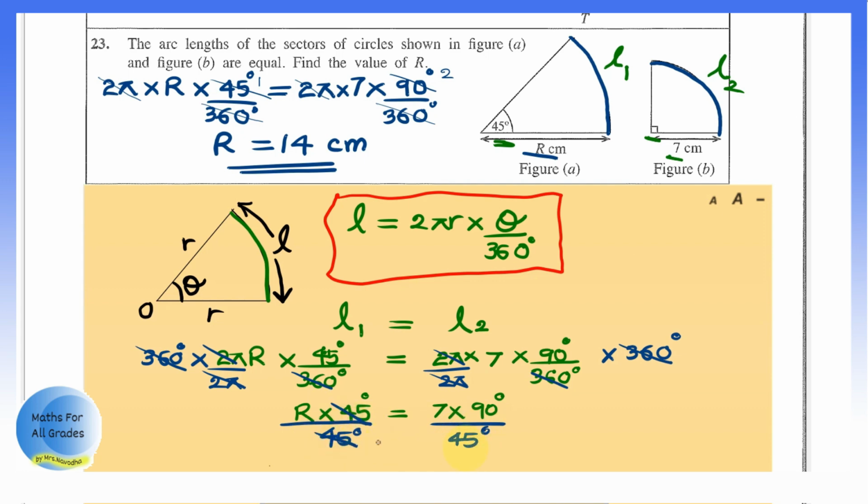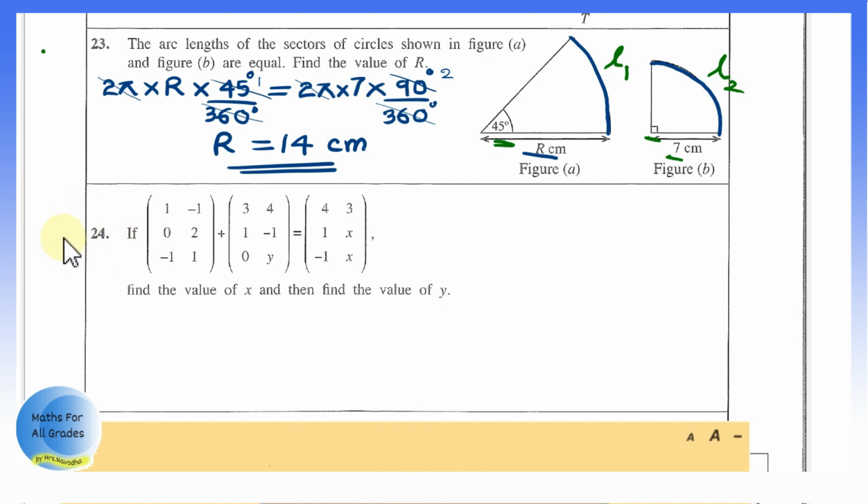45 is cancelling out. 45 times 1, 45 times 2. So r equals 7 times 2, 14 centimeters. Question number 24. They have given addition of two matrices. Find the value of x and then find the value of y.